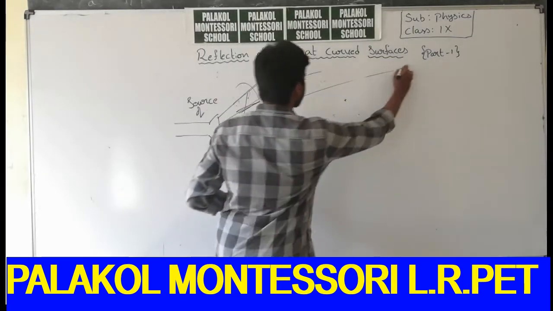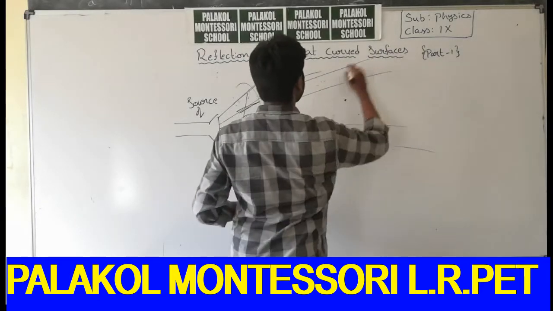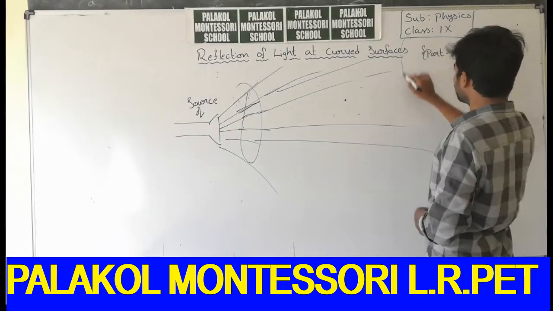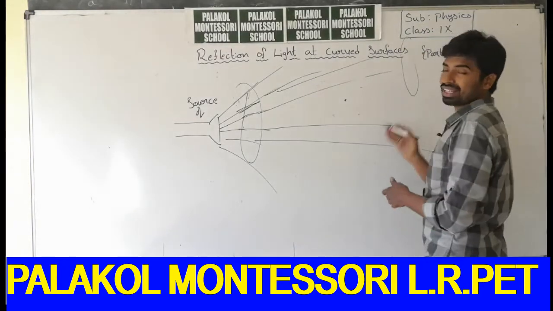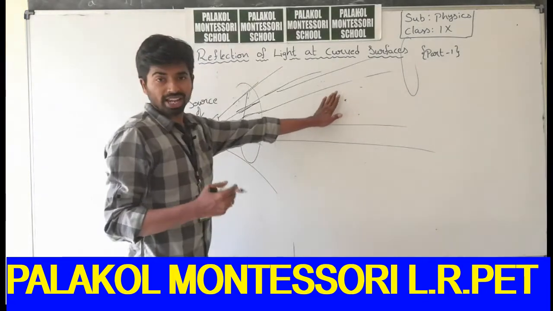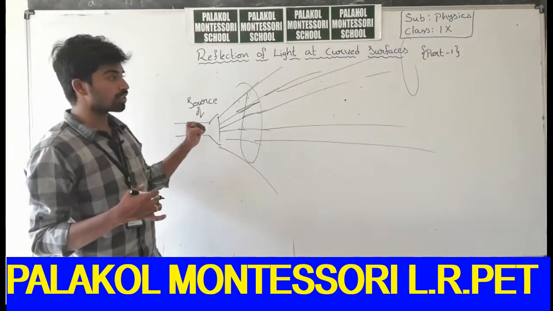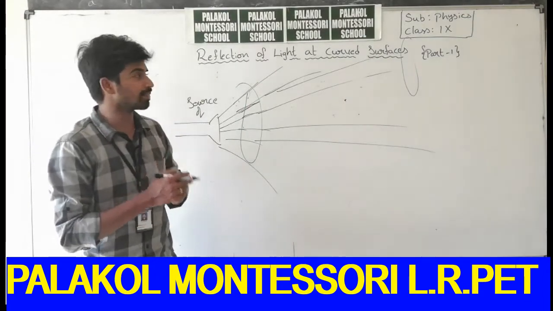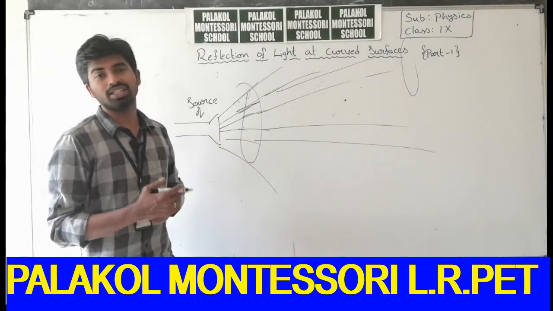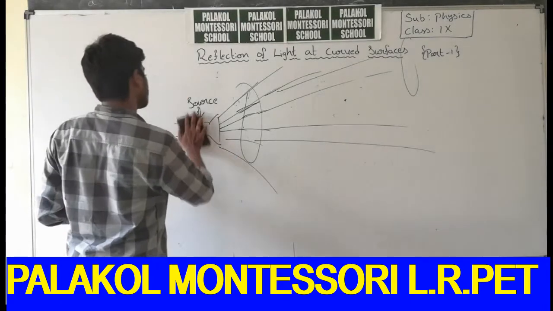But if you consider the same light rays at large distances, if you consider the light rays here, what will you observe? These light rays will be parallel. So what is your conclusion? If the source of light is at a large distance, the light coming from the source will be considered as parallel light rays. If the source is near, then the light rays coming from that source are not parallel. This is the observation.